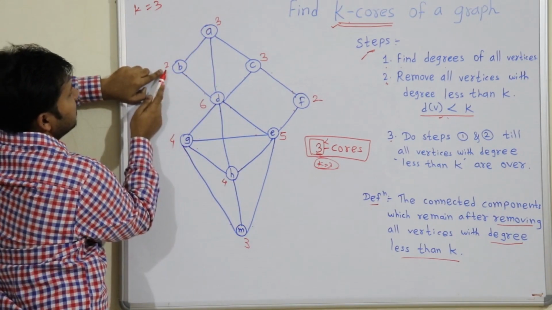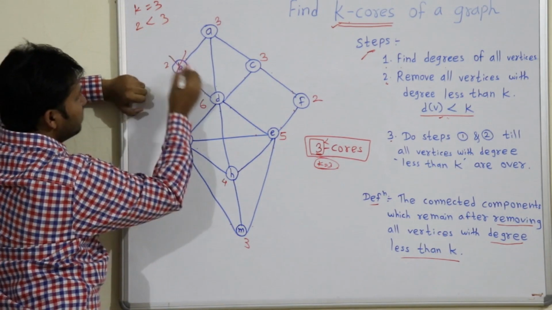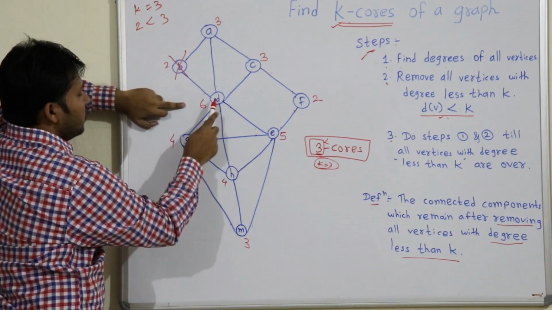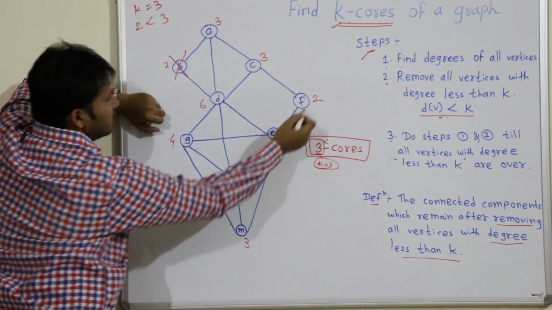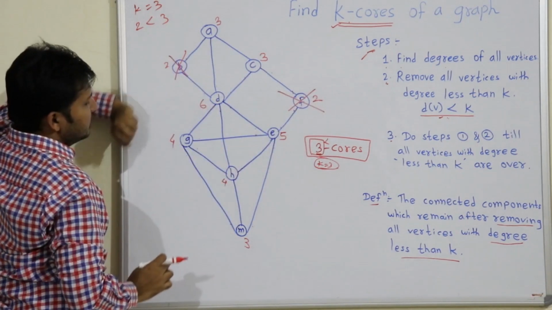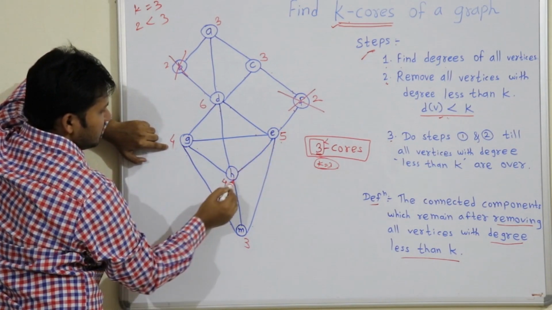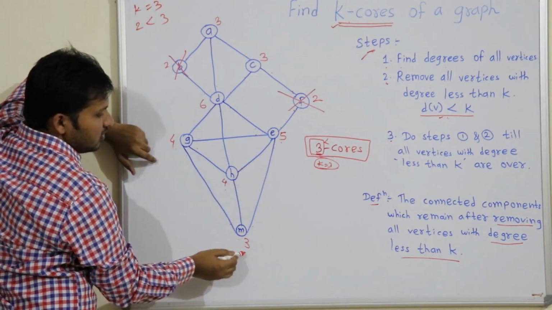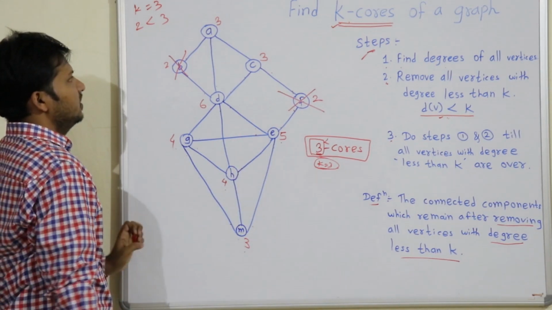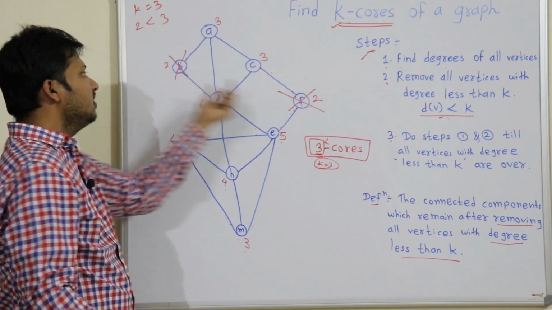For vertex B, the degree is 2. Yes, 2 is less than 3. So we have to remove this vertex. For vertex C, the degree is 3. So it remains. For vertex D, degree is 6. So it remains. For vertex F, it is removed because 2 is less than 3. G, the degree is 4. So it remains. E remains. H remains. M also remains because the degrees are not less than 3 for these vertices. Now the vertices with degree less than 3 are removed.